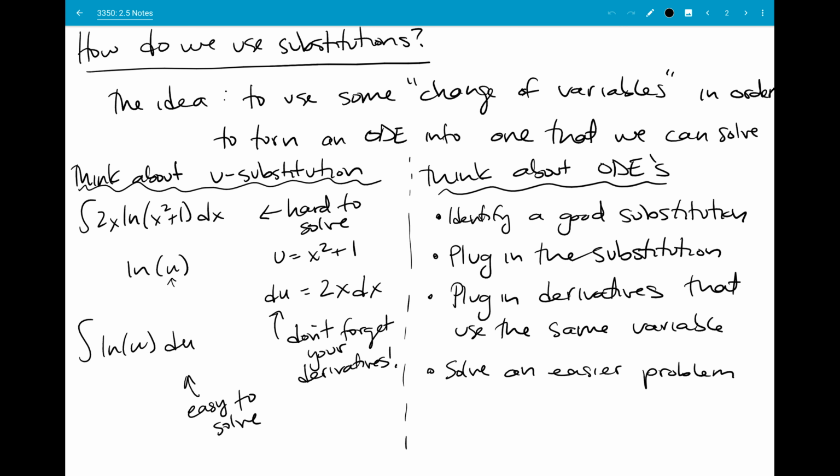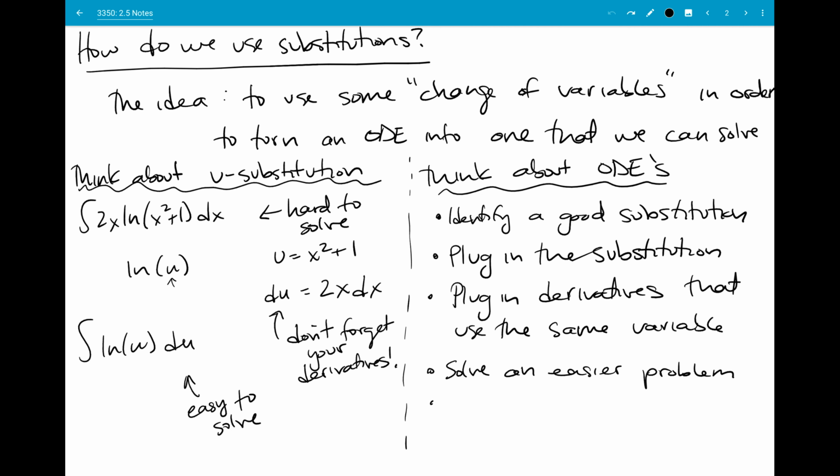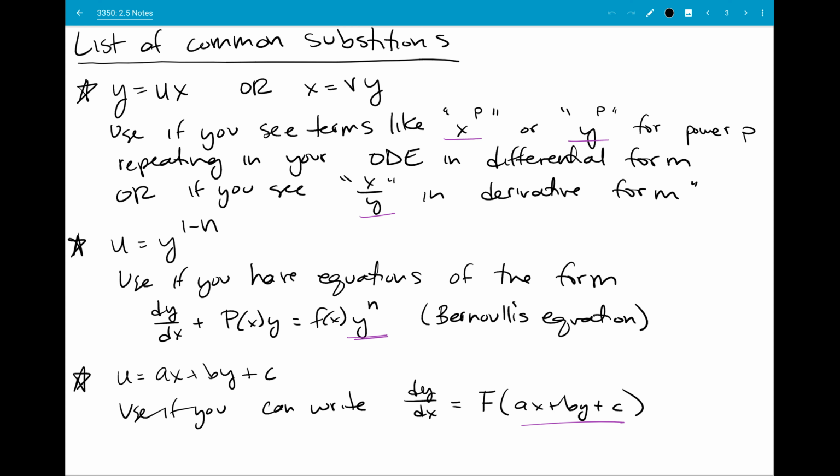But so we talked about how we use substitutions, and we kind of said we want to make a change of variables that makes ODEs easier to solve. We knew how to do that for regular integration, and for ODEs we're going to follow about the same set of steps. One thing that we didn't say explicitly that maybe I should have: remember to back substitute for y, same way you do after an integral.